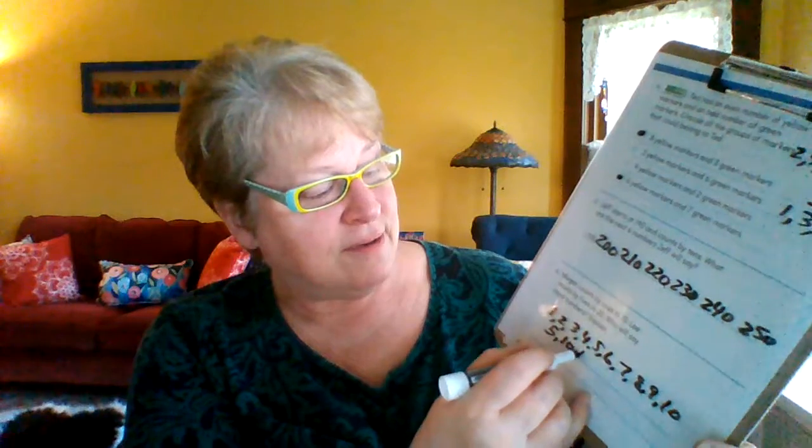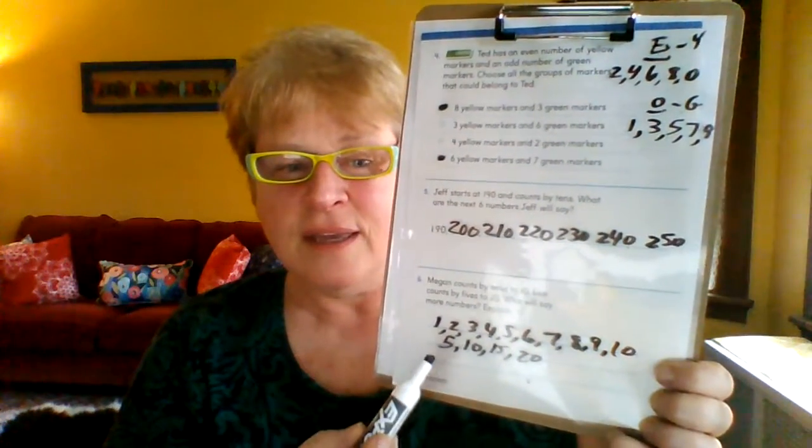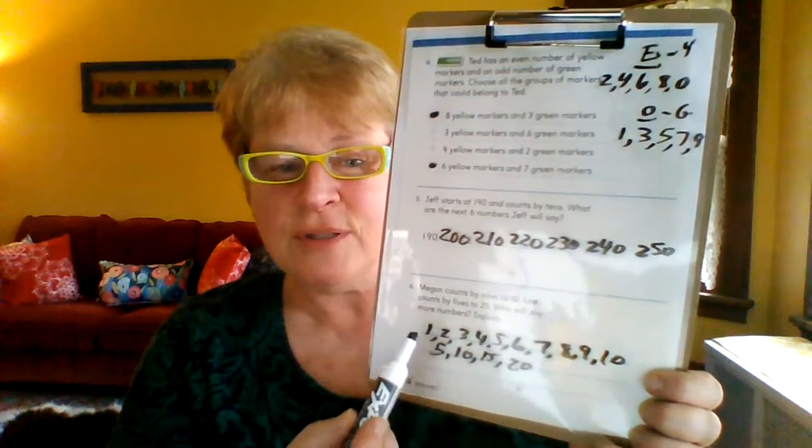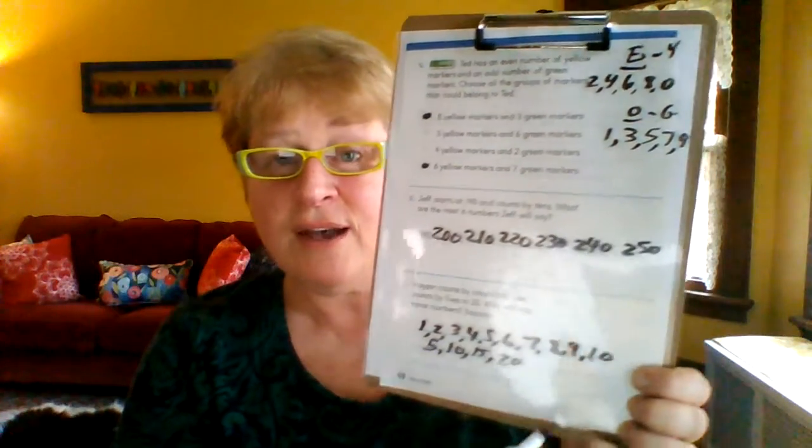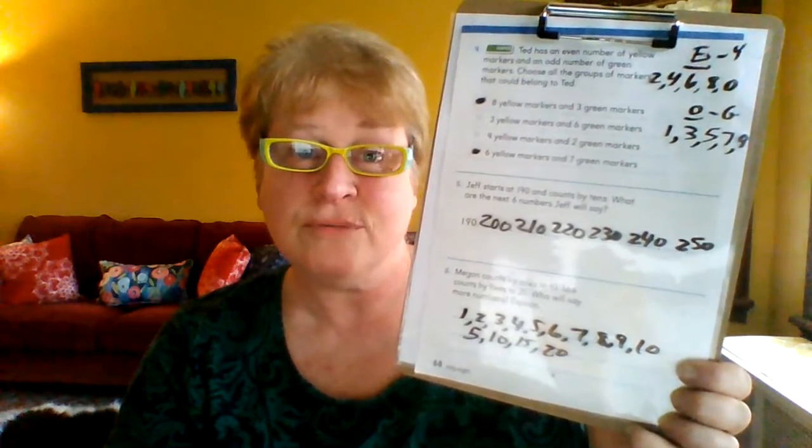Now, Lee counts by 5s to 20. So he's going to start with 5. Count by 5s for me. 5, 10, 15, 20. That's it. We're going to end at 20. Now look, he only counted 4 numbers. Look at all the numbers that she counted. Who counted the most numbers? You're right. Megan counted the most numbers.